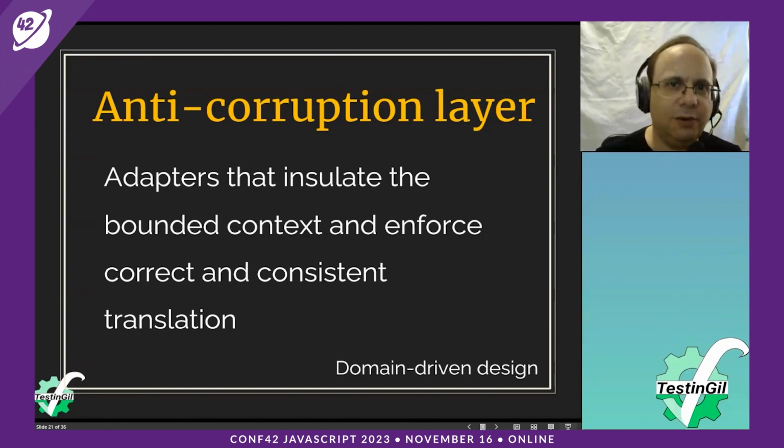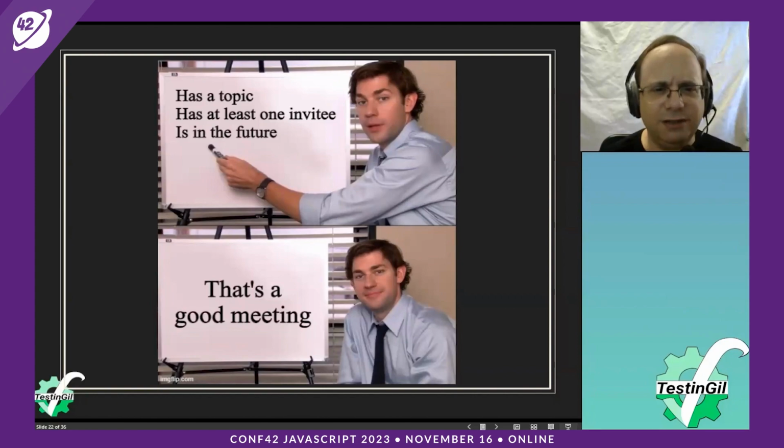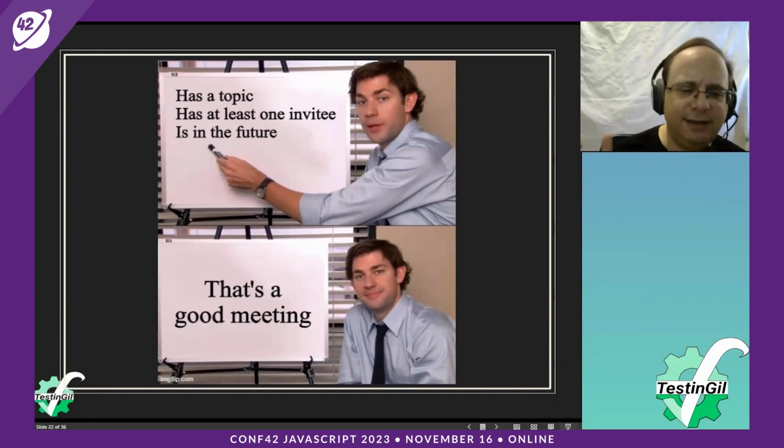And therefore, one of the ways to do this is through validation, in our case, or anti-corruption in the words of domain-driven design. Don't allow creating invalid entities. So we have this kind of code. We just want to put it somewhere else. What's the validation doing? Basically, a meeting is good if it has a topic, at least one invitee, and is in the future. If it's in the past, it's not a valid meeting. That's what the code does.